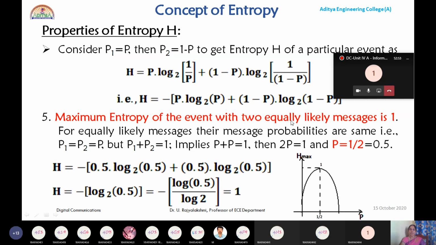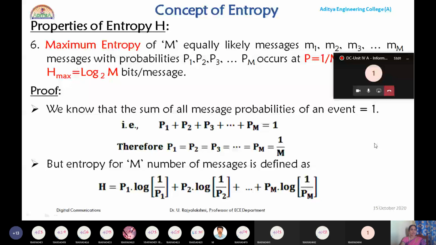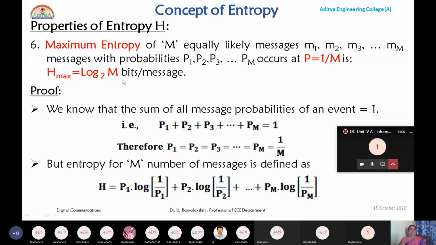Okay, so for two equally likely messages, the maximum entropy of the event is 1 and occurs at p is equal to 1 by 2. So the next property is the same property that we studied in the fifth property, but that extension for m number of messages. So maximum property of m equally likely messages.